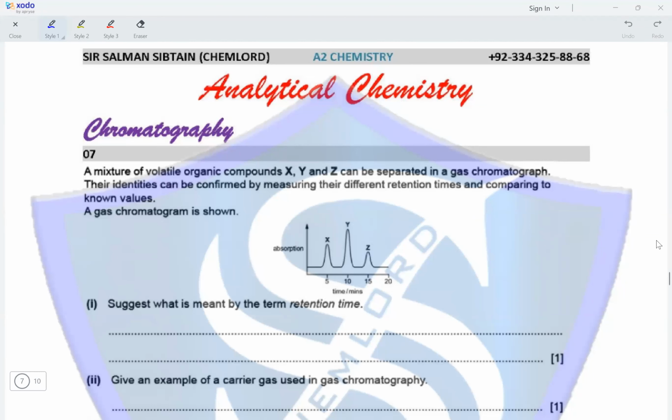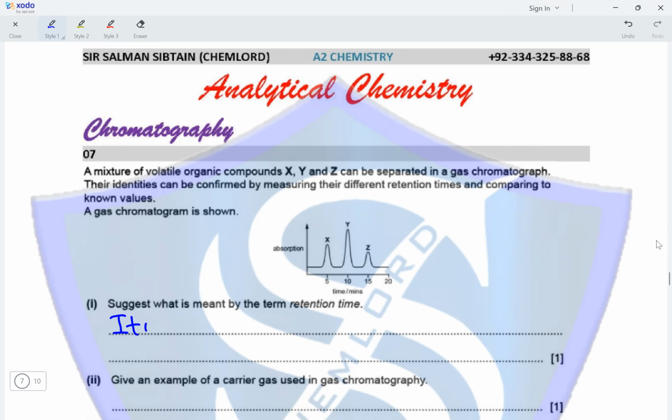Question 7. A mixture of volatile organic compounds X, Y, and Z can be separated in a gas chromatograph. Their identities can be confirmed by measuring their different retention times and comparing to the known values. A gas chromatogram is shown. So we have three components, X, Y, and Z. Suggest what is meant by the term retention time.